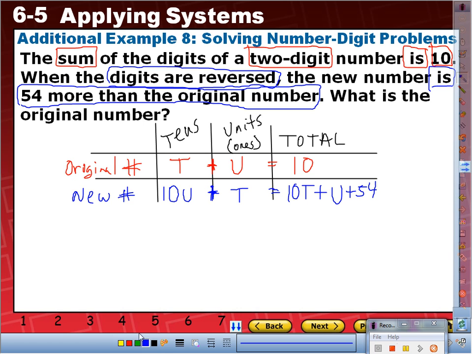So let's write our equations. Our first equation is what? T plus U equals 10. Our second equation is 10U plus T equals 10T plus U plus 54.